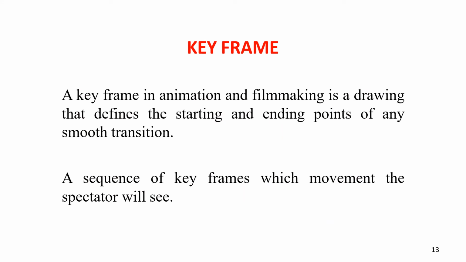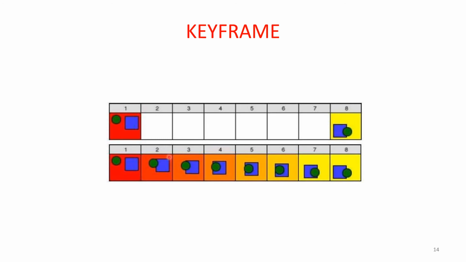Now we talk about keyframes. A keyframe in animation and filmmaking is a drawing that defines the starting and ending point of any smooth transition. A sequence of keyframes defines which movement the spectator will see. Here we have a keyframe. The first keyframe is like this, and suppose the last is like this. Originally they are going like this, like this. So if it's going like this, we can believe that from this to this it has gained the position.